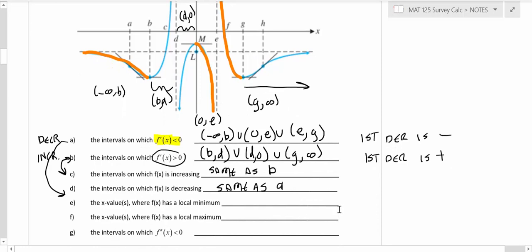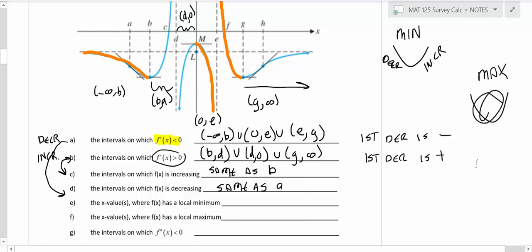All right, so now the next thing we're going to look at is local minimum and local maximum, okay? So remember, a local minimum has to be a place where the function decreases, hits a low point, then starts increasing. Okay, a local maximum's the opposite. It goes like this. Increases, then decreases like that.